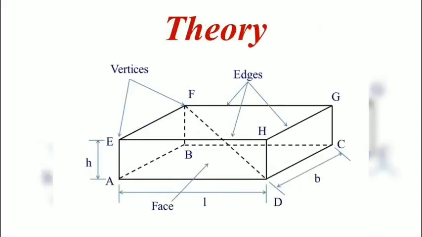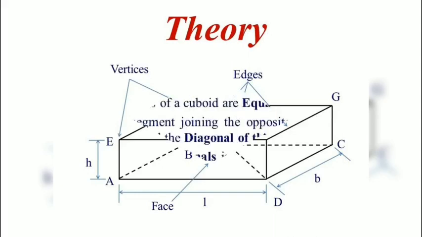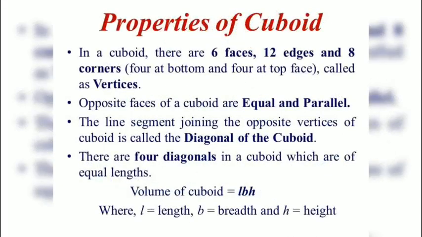Theory behind this activity. So this is a cuboid having vertices, faces and edges. So this cuboid has length L, breadth B and height H units respectively. Properties of cuboid. In a cuboid, there are 6 faces, 12 edges and 8 corners or vertices. Opposite faces of a cuboid are equal or congruent and parallel.